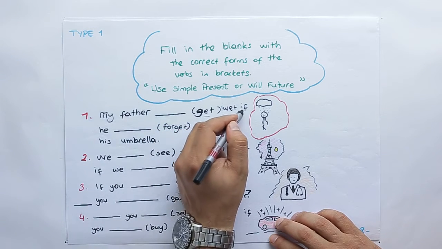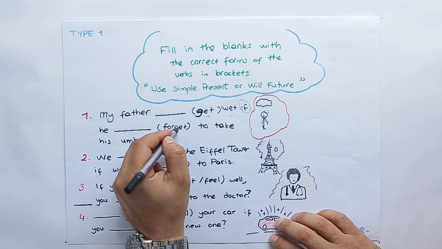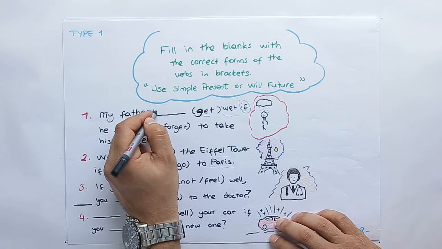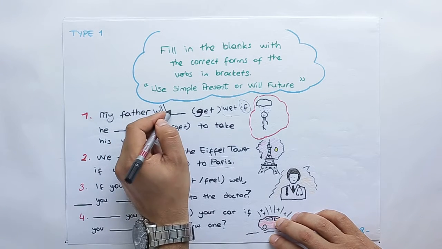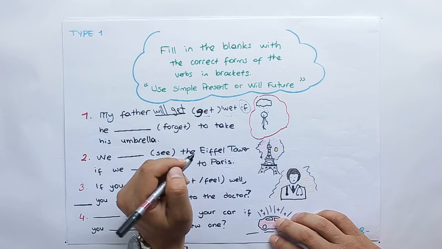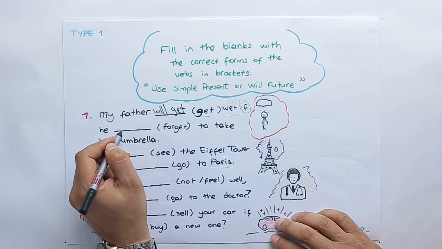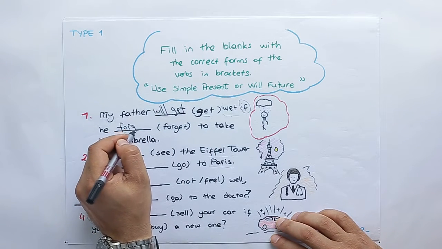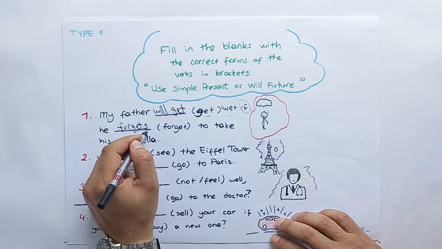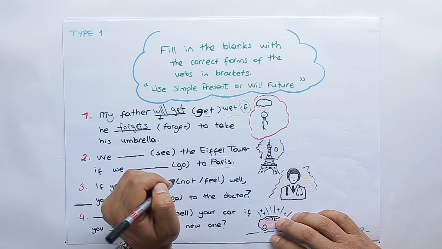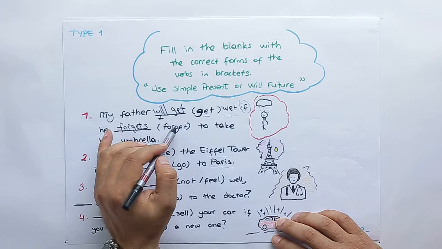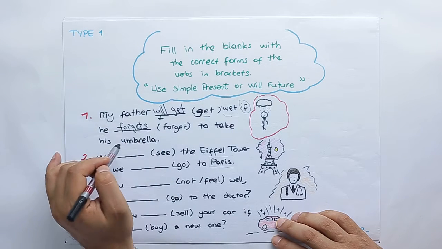Yes, here is the if part. The if clause comes here, it means that my father will get wet if he forgets. Here is the simple present, here is the future form. Don't forget it, okay? Will if he forgets to take his umbrella.